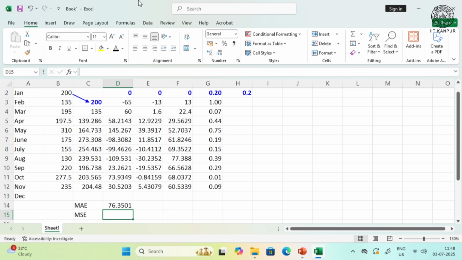Now, let us consider the mean squared error. So, mean squared error would basically be the difference between the actual and the forecasted, square it up, add it up, divide by the count. Count means 10. So, if I follow it, again I am going slowly.